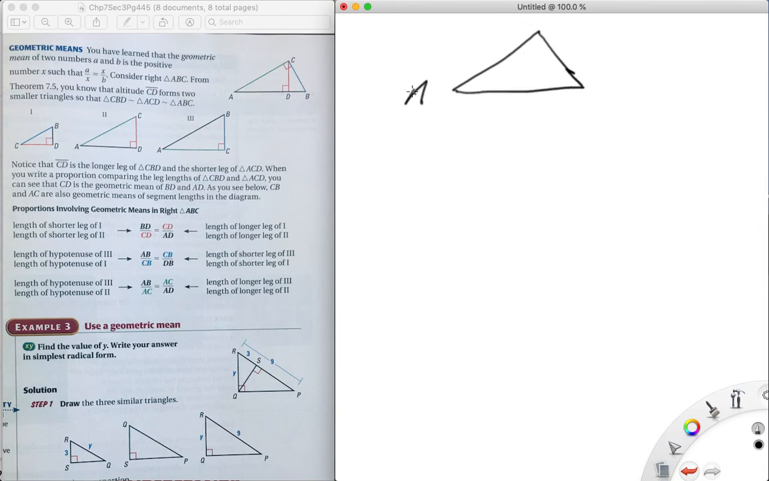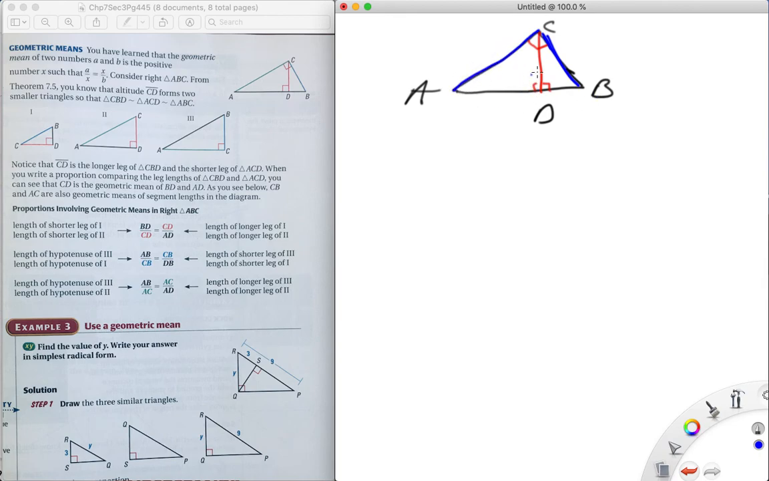We have our triangle ABC. We have our altitude that drops down. This is 90 degrees. We have our altitude, and it forms two other 90 degrees at point D. CB is the short leg of the big triangle. AC is the long leg of the big triangle.